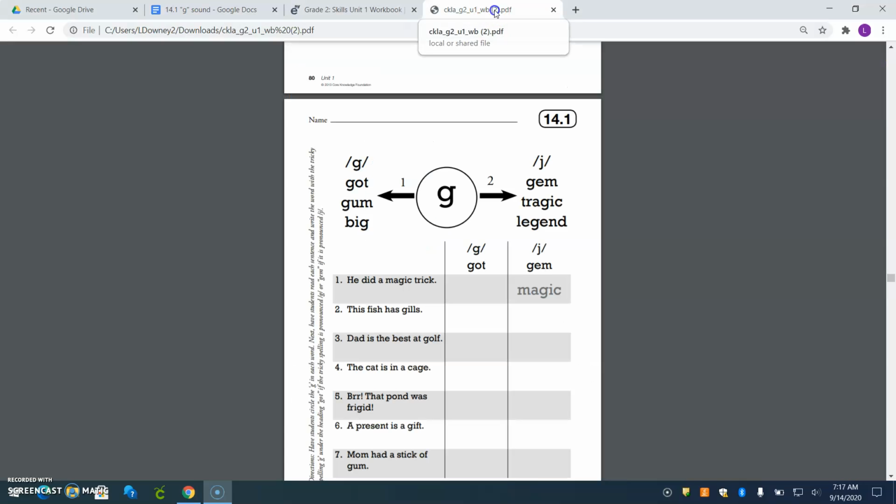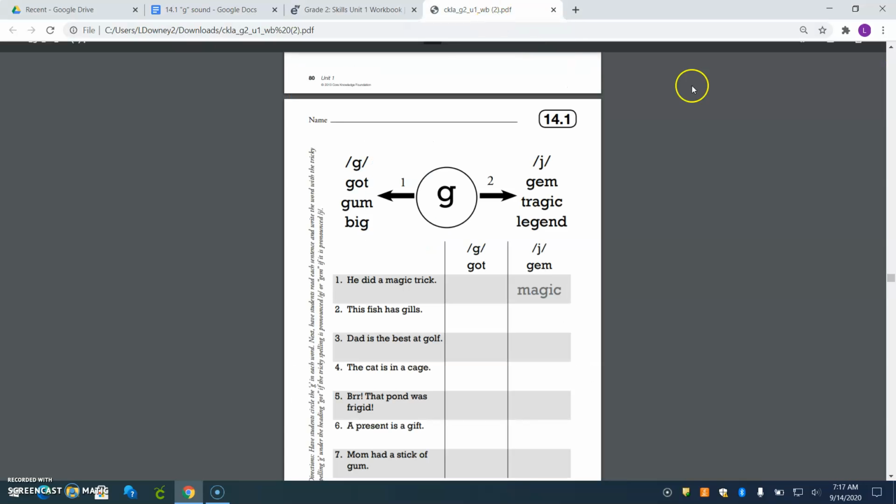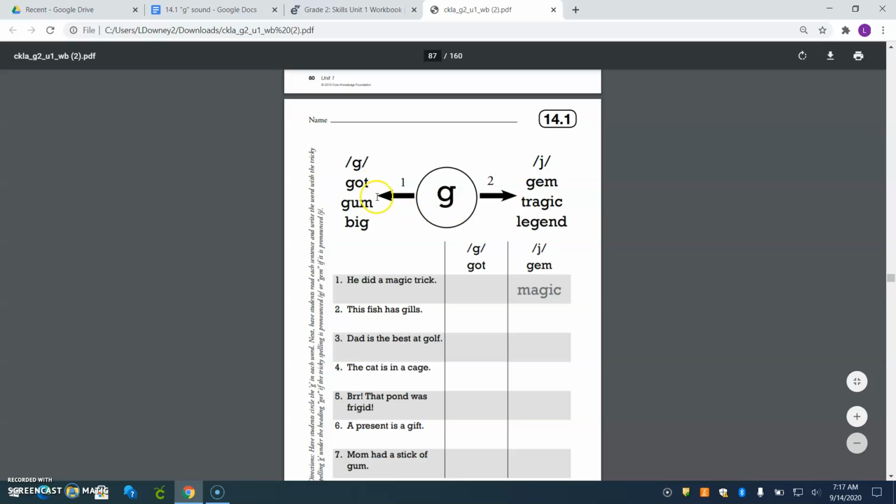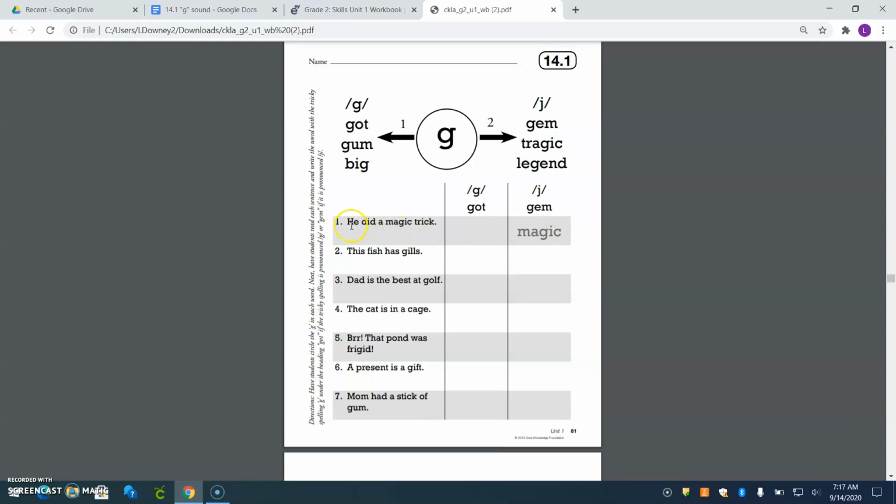For your work today, you are going to do 14.1. And you'll notice at the top of this page, you have got, gum, and big. And you have gem, tragic, and legend. We would like you to read each sentence, and we want you to circle the words that have G in them and put them in the correct column. Are they making the same sound as got, or are they making the same sound as gem? The G or the J sound.